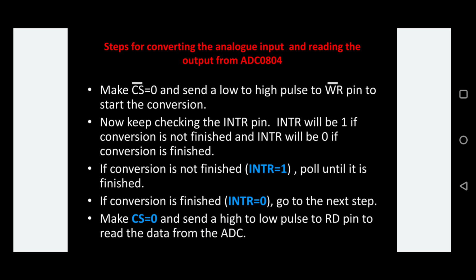Okay, the same as the last step, we can send a high to low pulse to the read pin. That pin shows the microprocessor will read the digital data from the ADC. So these are the different steps to converting the analog input into reading the output from the analog to digital converter.